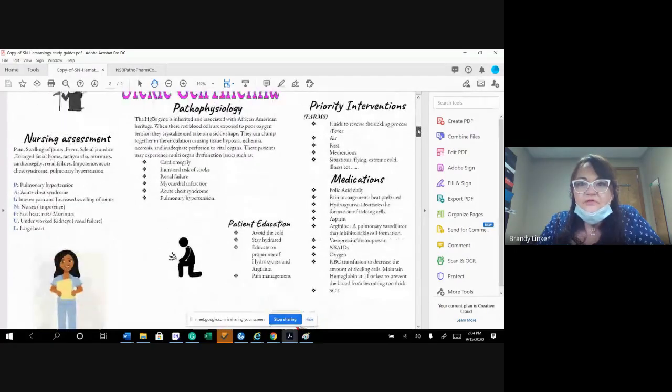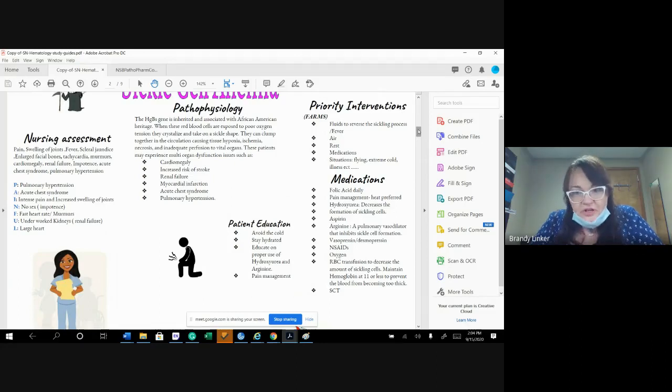So for your priority interventions for your sickle cell patient, you can use the mnemonic PARMS. Painful is your mnemonic for your signs and symptoms. PARMS is going to be for your intervention, what you do. So the very first thing that you're going to do is give fluids. Now the patient is going to want you to give them pain medicine, right? Their priority is pain. That patient's in a lot of pain, but that is not your priority.